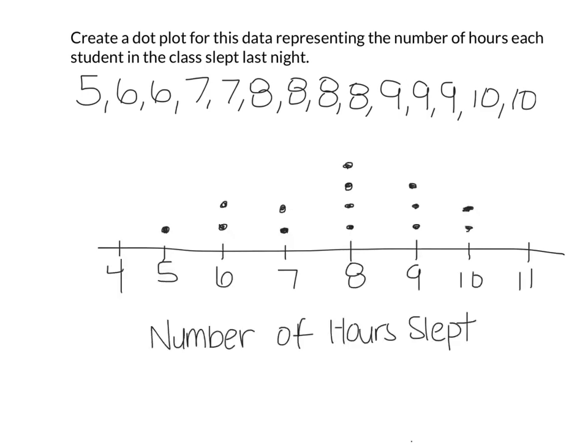So this is the graph that you should have, making sure you have the same number of dots above each number that I do. And also very important, make sure you have a label here. It should be something similar to number of hours slept. It's describing what we're talking about up here. If you don't have this on your test, you would lose a point. It's very important that we have this label.